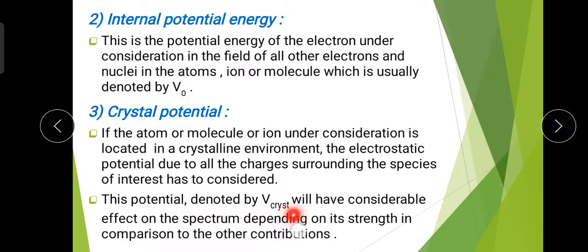This potential, denoted by V crystal, will have a considerable effect on the spectrum depending on its strength in comparison to the other contributions. That means the crystal potential affects the ESR spectra, and it is denoted by V crystal. Due to this effect on the ESR spectra, it is a very important factor in the total Hamiltonian as compared to the other contributions. It directly affects the ESR spectra, so it is an important term in the total Hamiltonian.